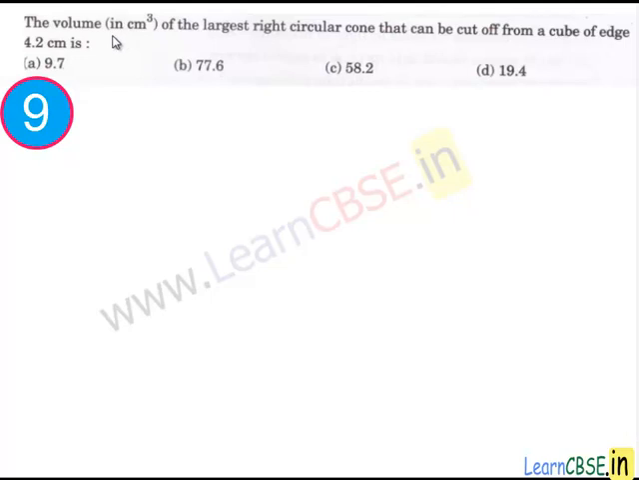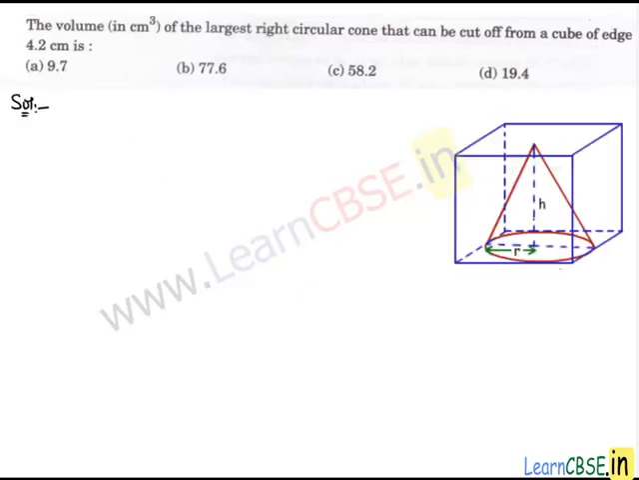In this question, we have to find out the volume of the largest right circular cone that can be cut off from a cube whose edge is 4.2 centimeters. Let's work out the problem. Here we are given the edge of a cube. Let it be a and it is 4.2 centimeters.